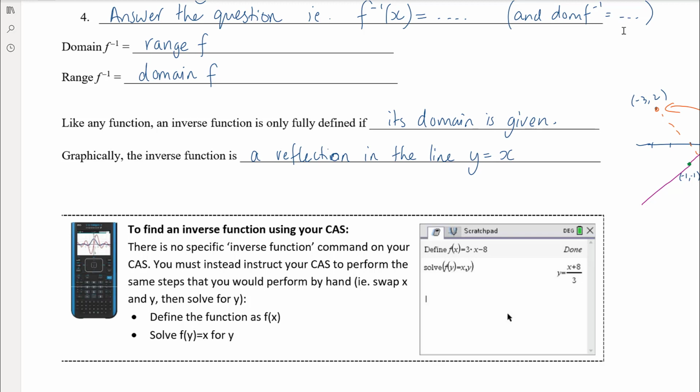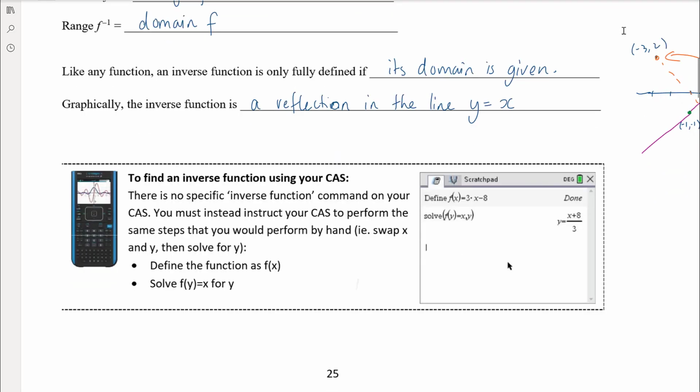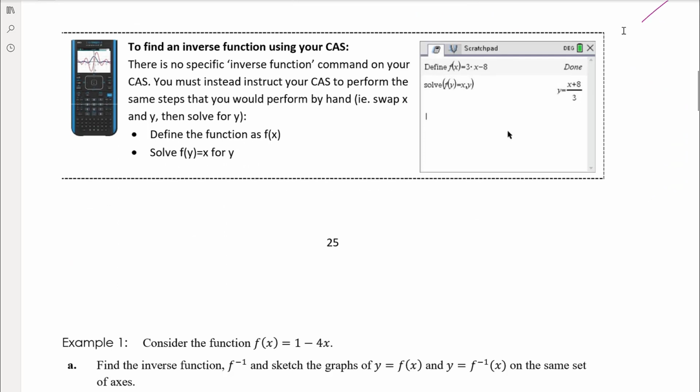So you could define your function and get it to solve f of y equals x for y, which would be swapping x and y and solving for y, and then answer the question from there. But in all honesty, for most of the functions you're dealing with here, you could have solved that for y more efficiently than the time taken to type it in. So I wouldn't say that you need your CAS very often for inverse functions.